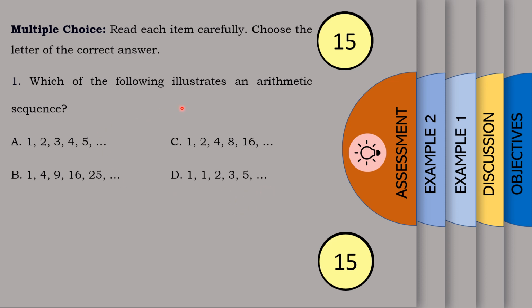Which of the following illustrates an arithmetic sequence? Is it A, 1, 2, 3, 4, 5, and so on and so forth? B, 1, 4, 9, 16, 25? C, 1, 2, 4, 8, 16? Or D, 1, 1, 2, 3, 5? Your 15 seconds starts now.